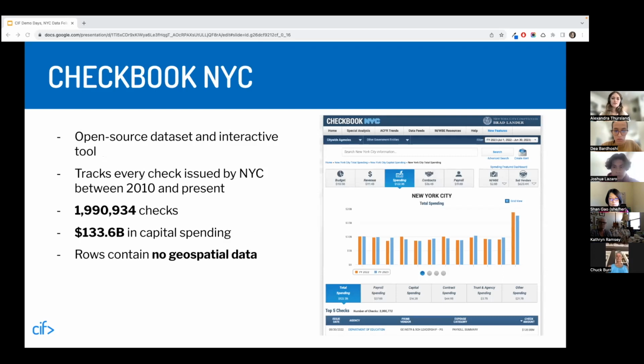So this data product was created by aggregating and joining data from two main sources, one for getting capital spending information and the other for getting geospatial information. The source of capital spending information is called Checkbook NYC, and this is an open source dataset interactive tool that tracks every single check issued by New York City 2010 to present. It includes nearly 2 million checks that represent over $130 billion in capital spending, and checks include information like a unique capital project ID, the managing agency, the check amount, and some descriptive text fields. But importantly, the rows contain no geospatial information.